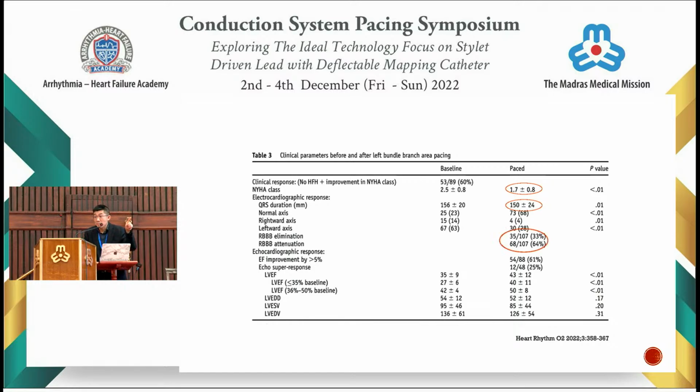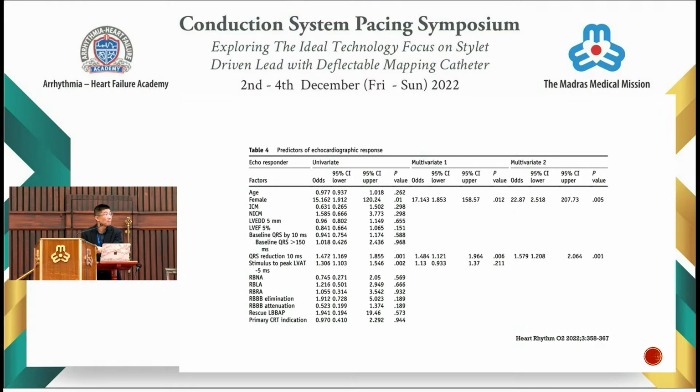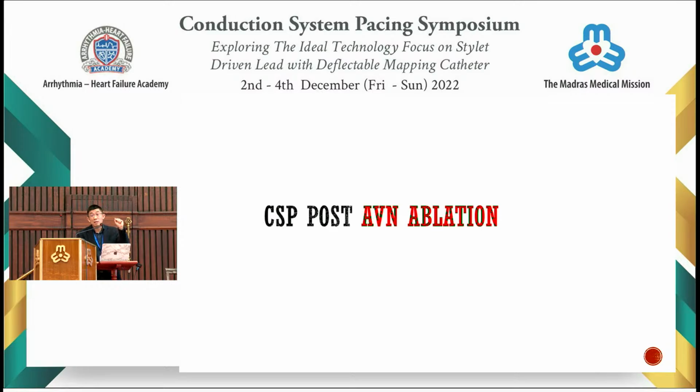Right bundle branch block was only eliminated in 33%, but attenuated in 64%. And that was associated with almost 25% of super responders. So correcting right bundle, even if it's attenuated, you can have good clinical outcome. And that is associated with patients who are female. And as I mentioned before, if you have a QRS duration shortening, a reduction of 10 milliseconds or more is independently associated with a better outcome. And you have to ablate the AV node. Okay, again, we're just going now with heart failure, patient with atrial fibrillation, you have to ablate the AV node, basically a pace and ablate approach.